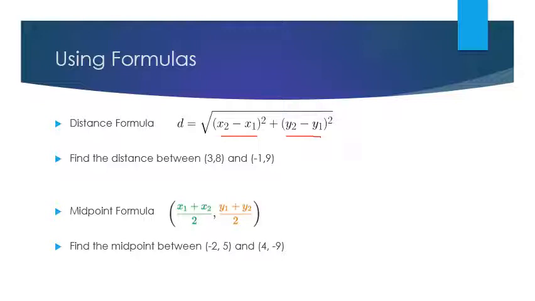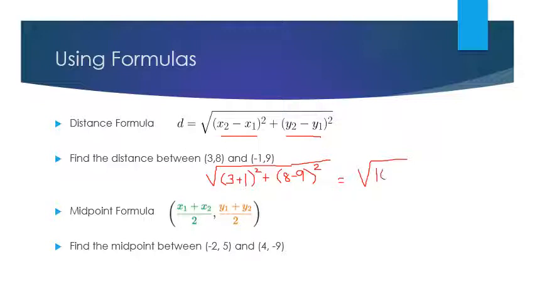For instance, if you had the point 3, 8 and negative 1, 9, you would, under the square root sign, subtract 3 minus negative 1, and remember that subtracting negative 1 makes 3 plus 1. Then you would subtract the y terms, 8 minus 9. It doesn't matter which order you do them in, the distance will be the same. 3 plus 1 is 4, and 4 squared is 16.